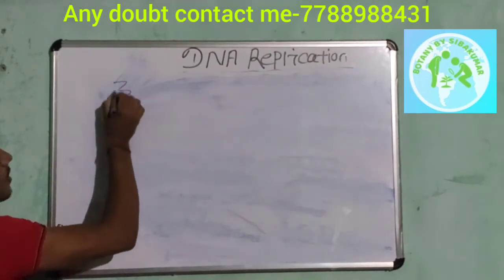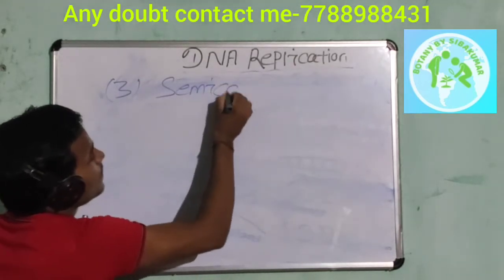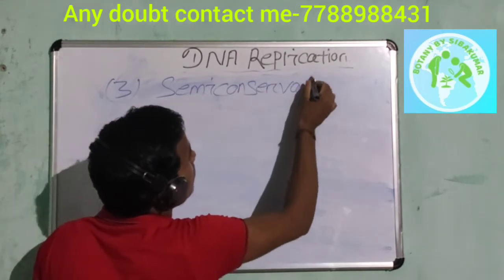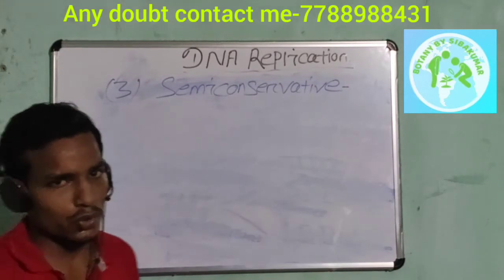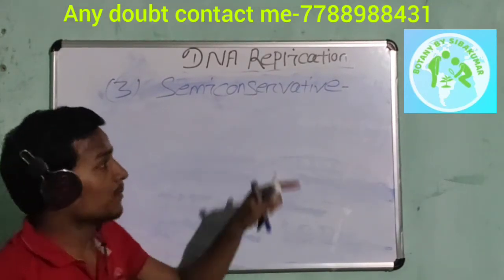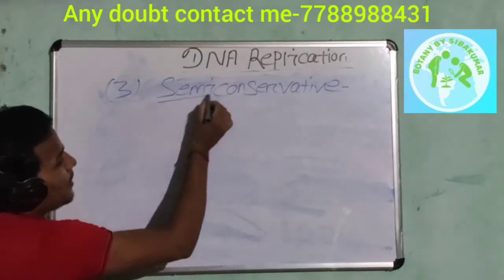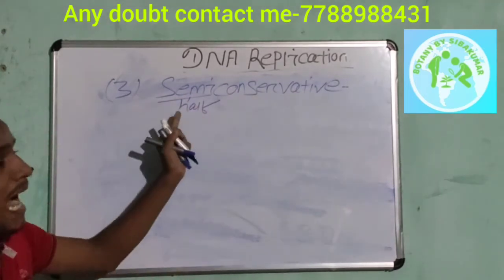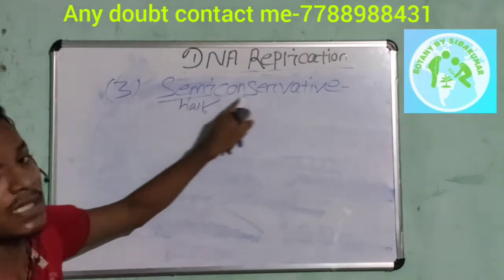The third one is the semi-conservative mode of DNA replication. We know that conservative means both the parent strands are conserved, but semi-conservative, as the name suggests, semi means half. That means half of the parent strand is conserved. This is known as semi-conservative.